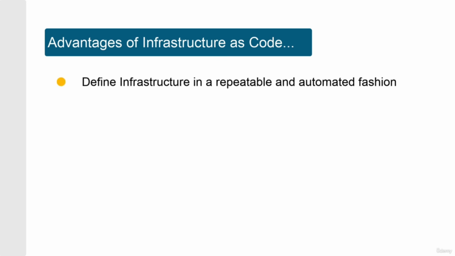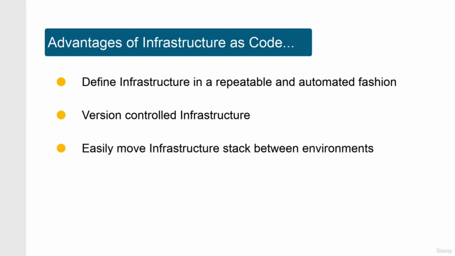First, it allows you to define and maintain your infrastructure in a repeatable and automated way, which can save time and reduce errors. Second, it allows you to version control your infrastructure code, which makes it easier to track changes over time and roll back to previous versions if needed. Finally, it allows you to easily move your infrastructure stack between different environments, such as development, testing, and production, with confidence that it will behave consistently.